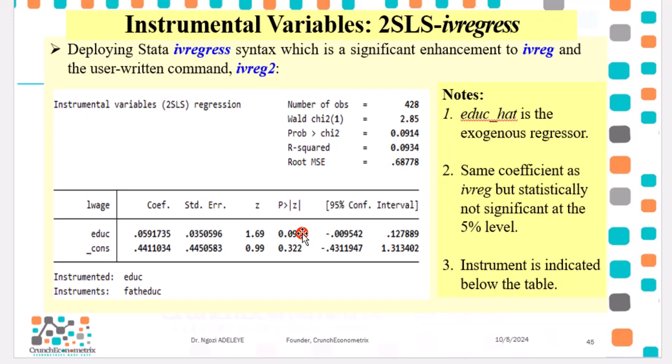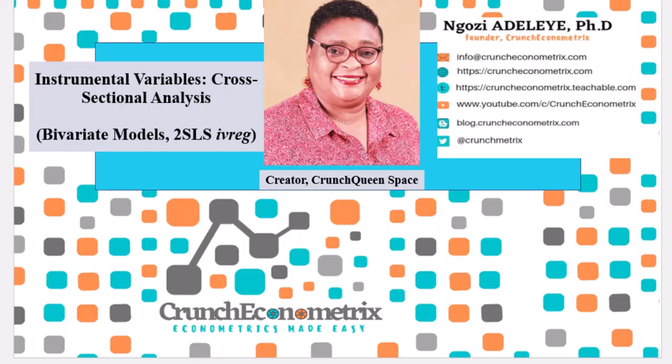If you're a 5% researcher, you can say, well, educ hat is 0. But if you're a very liberal researcher, you can say, well, I will say educ hat has a weak positive impact on the log of wage. So that wraps up two-stage least squares using Stata inbuilt IVREG and IVREGRESS on the bivariate model.